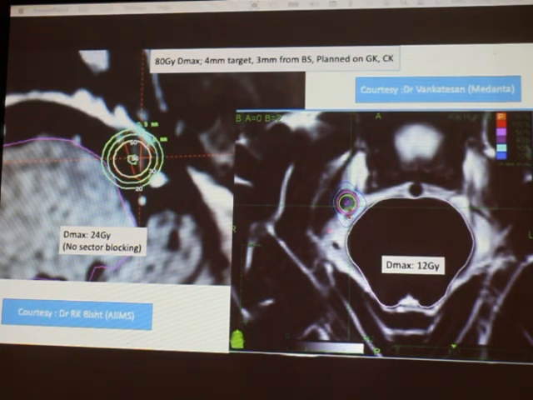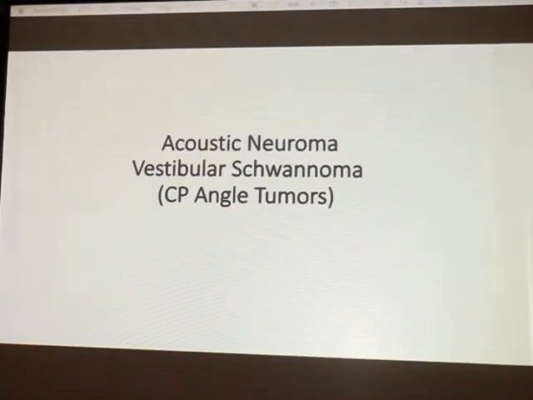But with CyberKnife, we are able to modulate in such a way that we can take away the dose from the brainstem. So the maximum dose in the brainstem, 24 Gy, is reduced to 12 Gy with the CyberKnife. So it is much safer as compared to Gamma Knife.